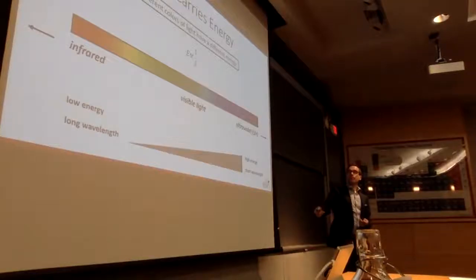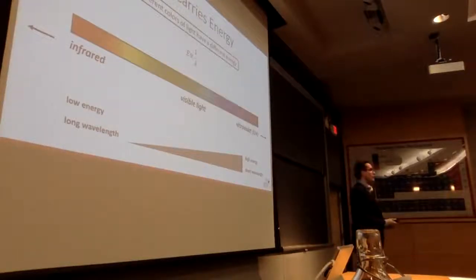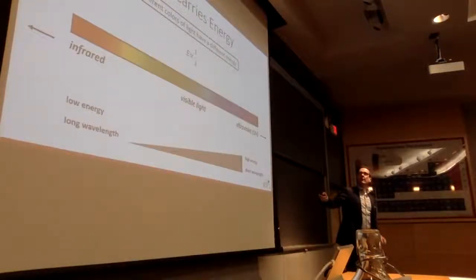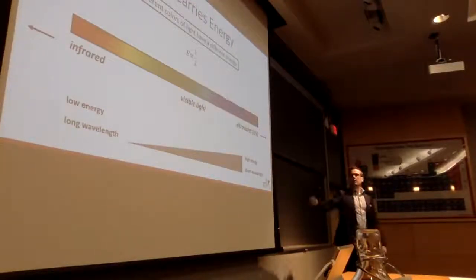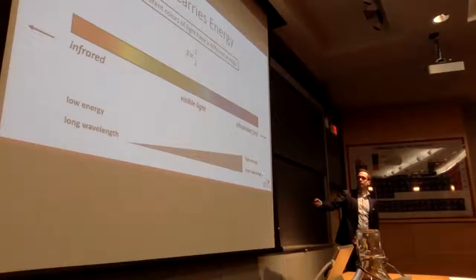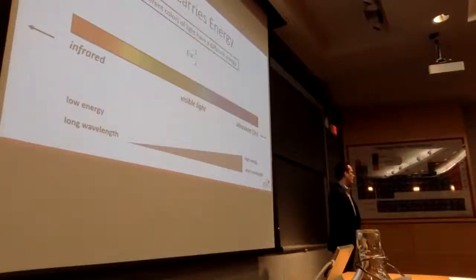And so what I already mentioned before is, if you look at the energy, it's inversely related to the wavelength. So the longer the wavelength, the smaller the energy. So infrared has very low energy and long wavelength, whereas UV light has higher energy and a shorter wavelength.